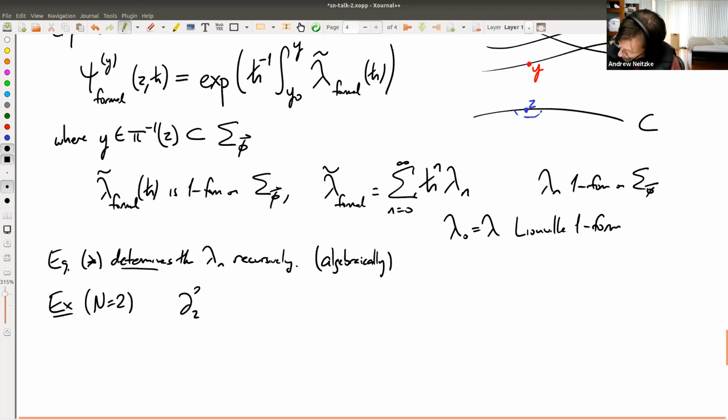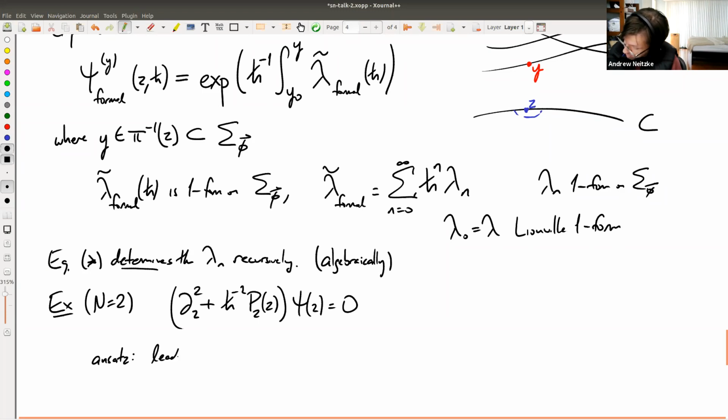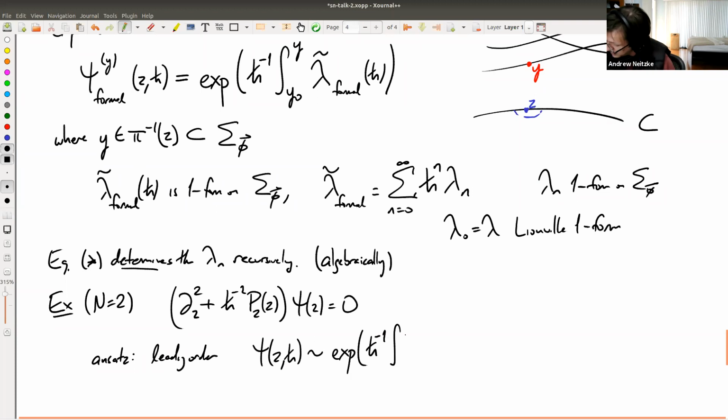So then the equation that we're trying to solve, let's write it in our local coordinates. It looks like this. And then the ansatz: at leading order, if I just write the leading order term, psi of z in Hbar goes like... How could I try to write down a solution of this equation? The most naive thing I could possibly do is to write the integral up to z from some z naught of the square root of minus p2 of z prime dz prime.